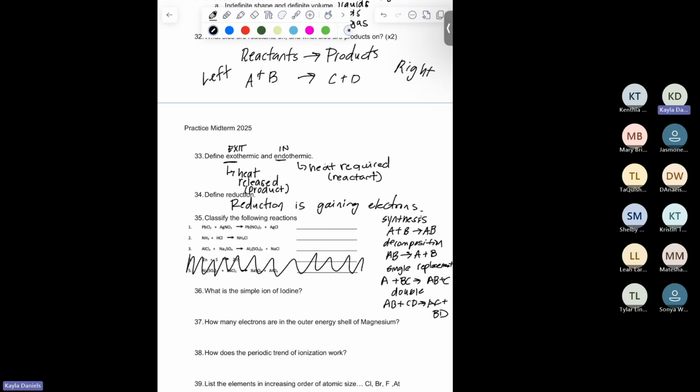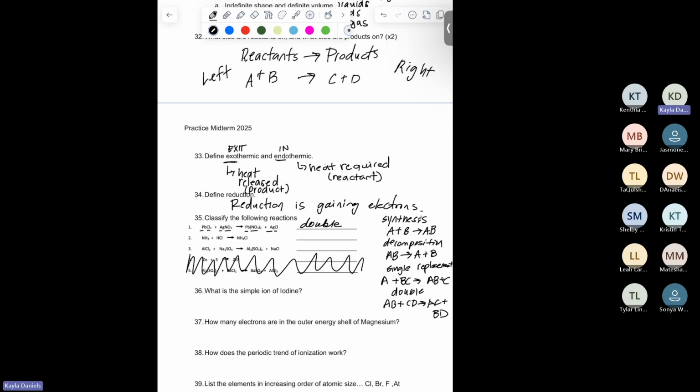All right, so what does number 1 look like? At the beginning, lead is with chlorine, silver was with nitrate, then lead is with nitrate, and silver is with chlorine. Are they the swingers? It could be double. Yeah, double.